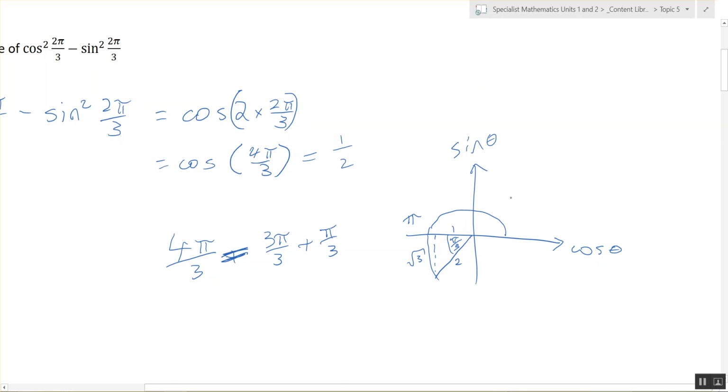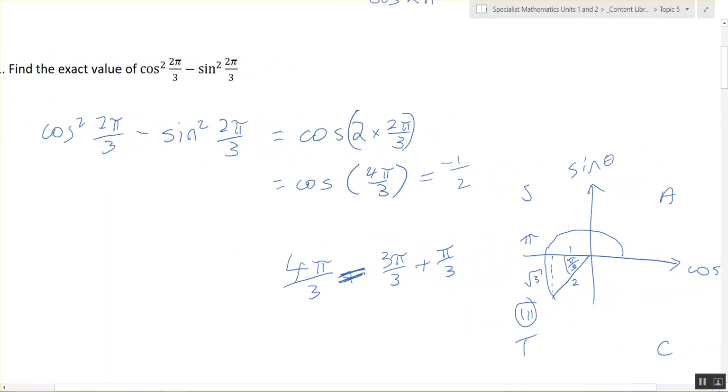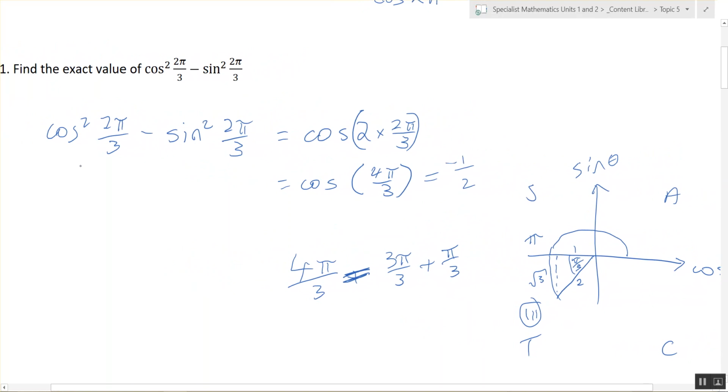But we have to double check if it's positive or negative in this third quadrant. So we have all positive, sine positive, tan positive, and cos positive. So in the third quadrant, only tan is positive, so this is negative a half. So the exact value for this is negative a half.